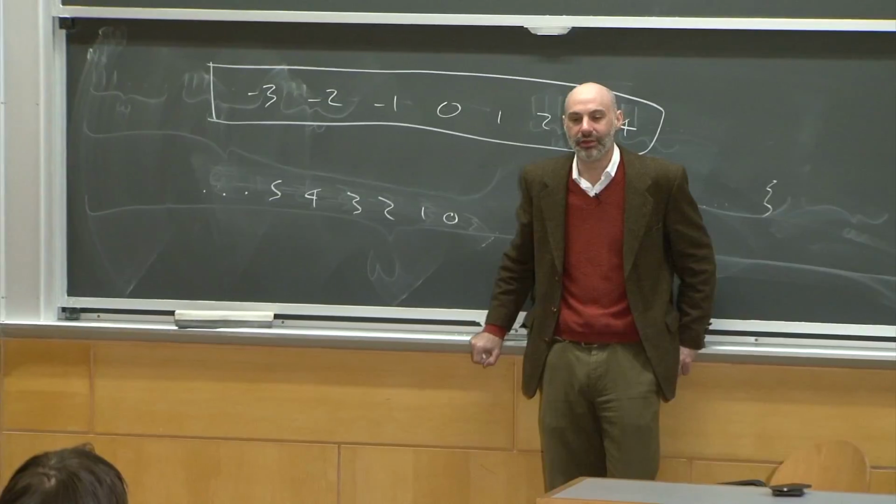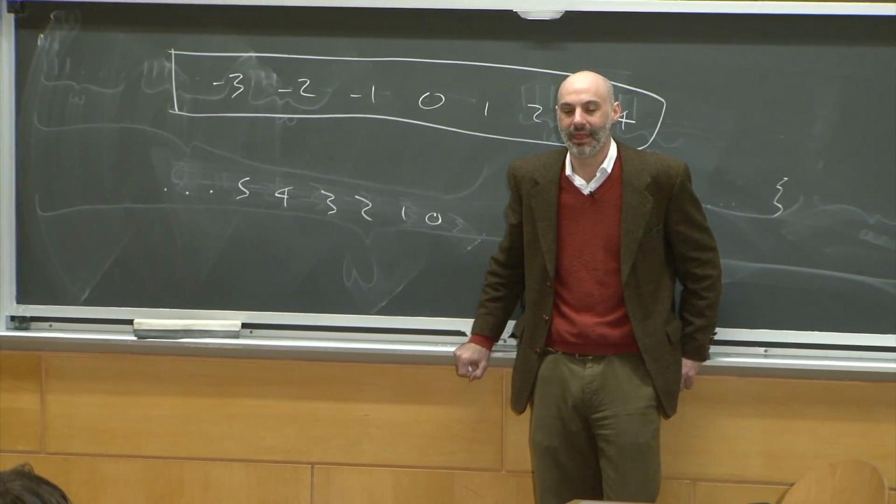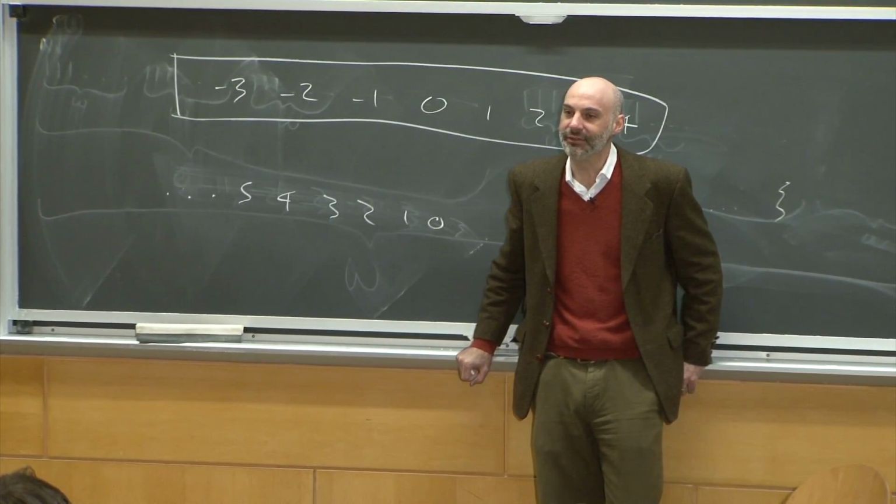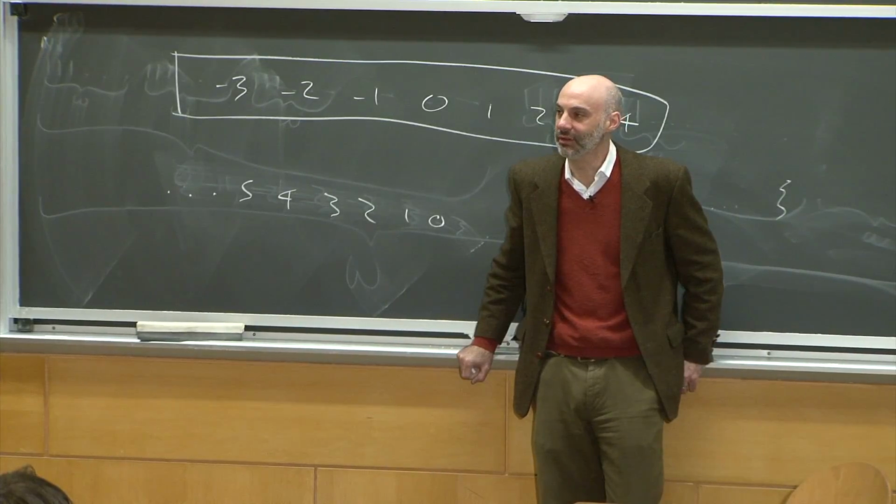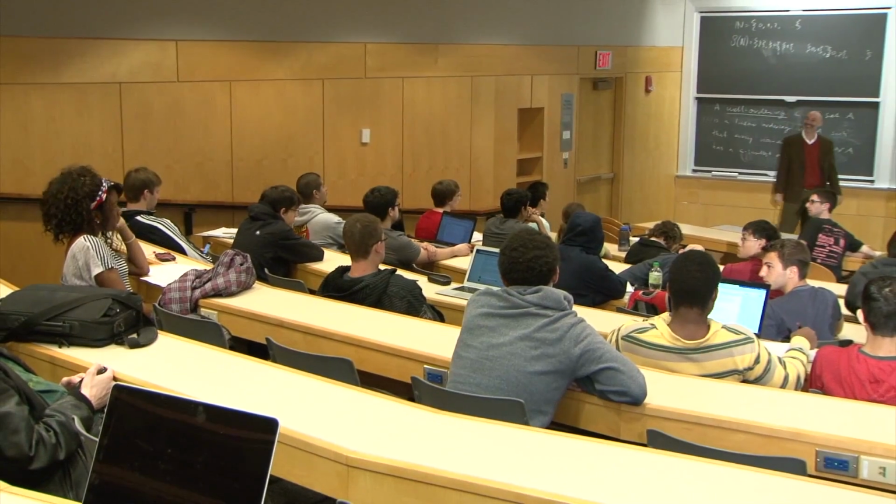So are the non-negative rational numbers well ordered? They're not well ordered because you could have the set from 0 to 1, non-inclusive of 0 and 1, and there would be no smallest element. That's exactly right. That's exactly right.